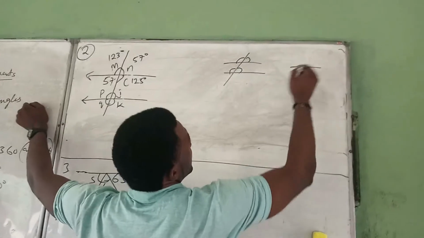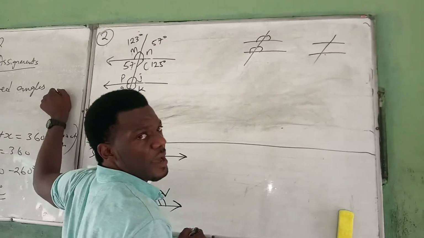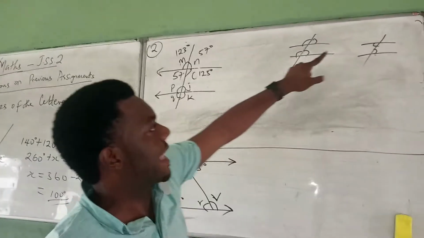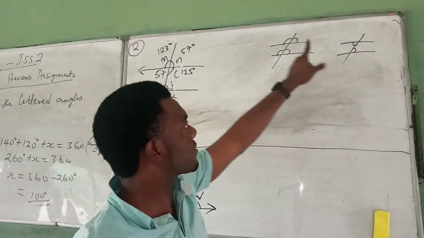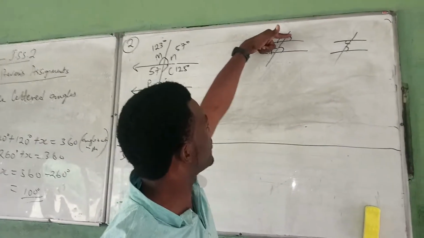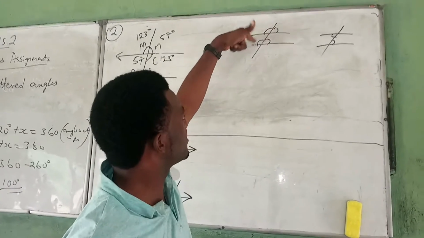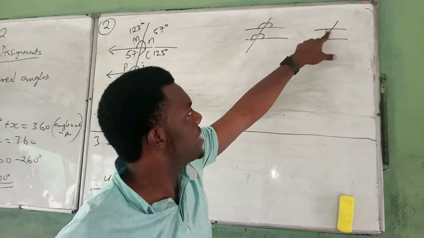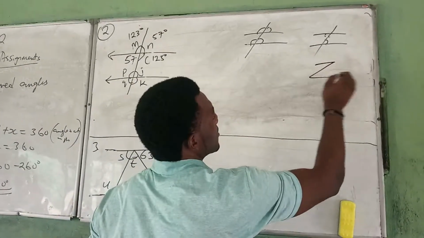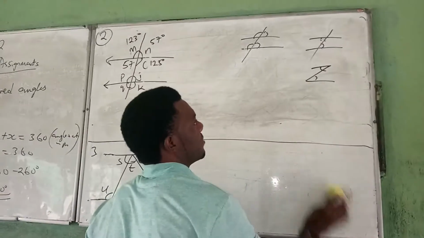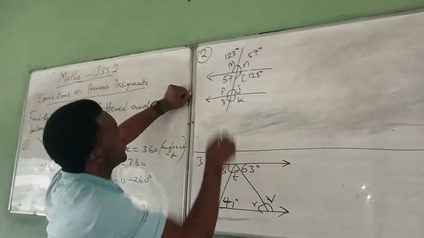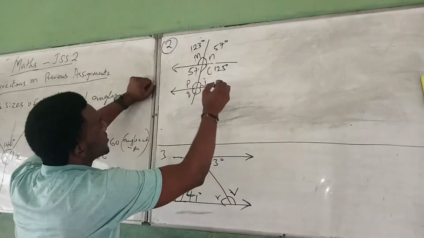Then the other rule says when a transversal crosses parallel lines, alternate angles are equal. Alternate angles form a sort of Z shape, and that's why we call them alternate angles. Corresponding angles are on the same position. But alternate angles are not; they form a Z shape. Can we identify that Z shape here? Looking at this, you see a Z shape.